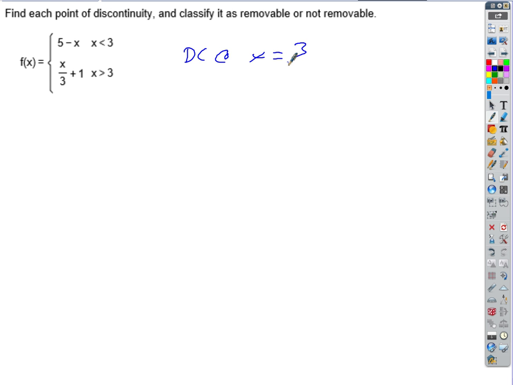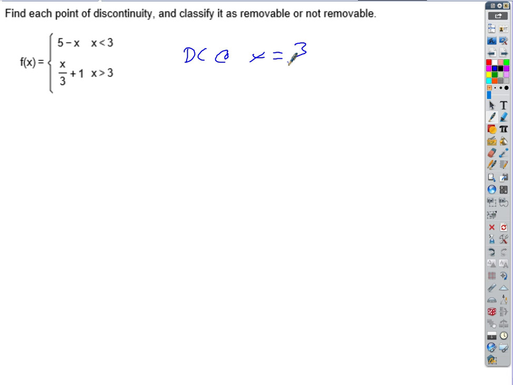Is it removable or non-removable? How would we know? What's it mean? Maisie, what's removable? Just one point. I can redefine or define a value at that one point and fill in the hole, and it works. If it's non-removable, what's that mean? An entire piece of the function has to be redefined, so an infinite number of points. Could be an asymptote, could be just a gap in the function, right? So how would we know? What are we going to do here? Brian, if I want to determine if this is removable or non-removable at 3, what would I have to do?